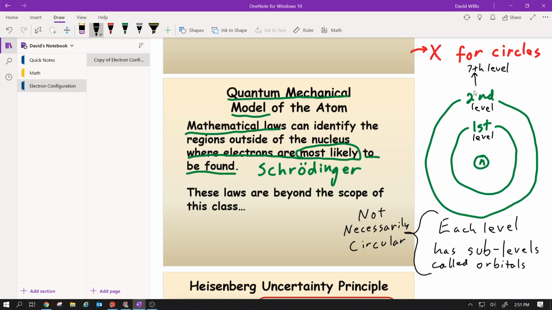And part of why we know that there are 7 levels, or one way that you can remember that, is if you look at the periodic table, there are 7 periods or rows. And you remember that each row represents the starting of a new energy level. So there are 7 of those, and so there are 7 energy levels. And we'll talk later about the orbitals that are in each of those levels.